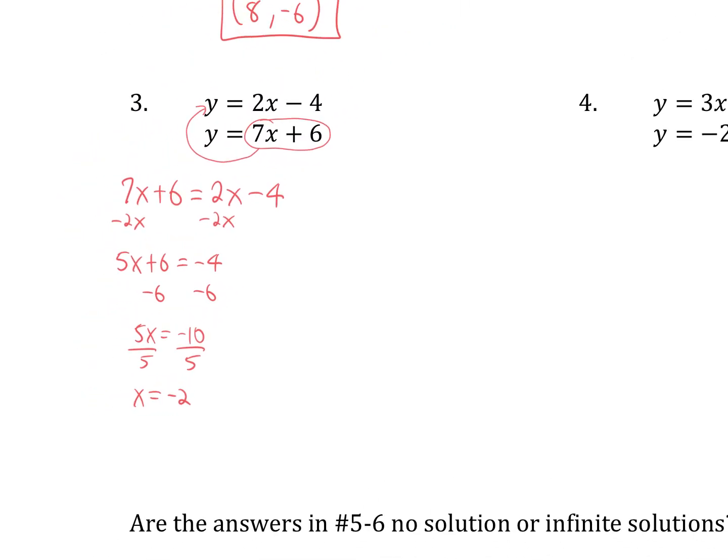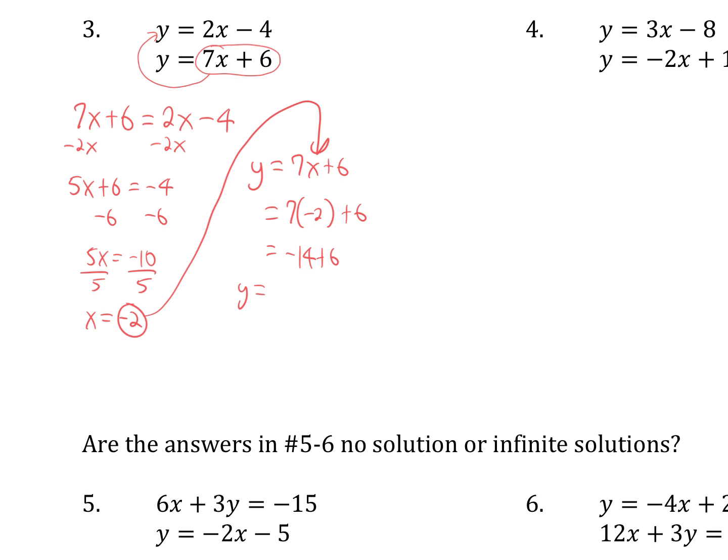All right, we're done then, right? We are not. We got to plug into one of these here. Either one will be fine because they're both y's by itself. I'm going to plug into the bottom one here. So we got y equals 7x plus 6. X equals negative 2, so I can replace this x with negative 2. So I get 7 times negative 2 plus 6, which is what? Negative 14 plus 6. So y is going to equal negative 14 plus 6, which is negative 8.